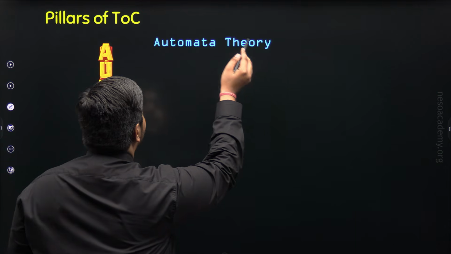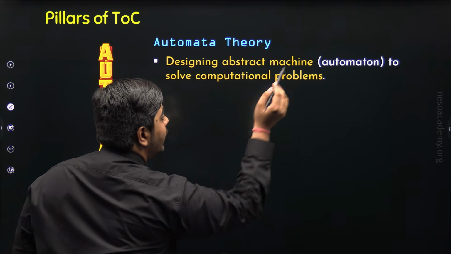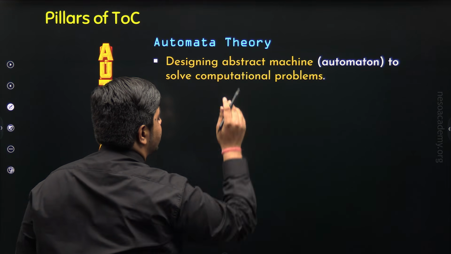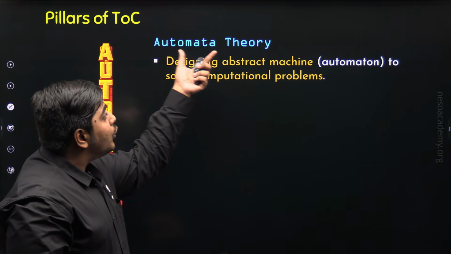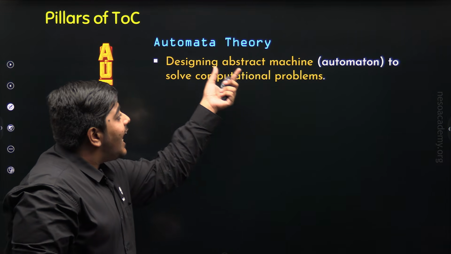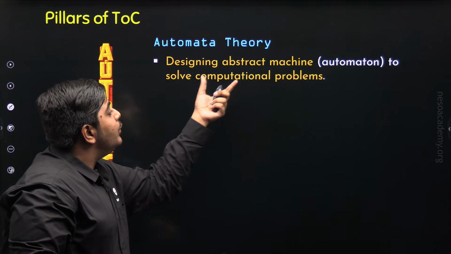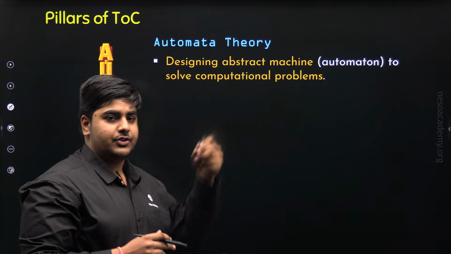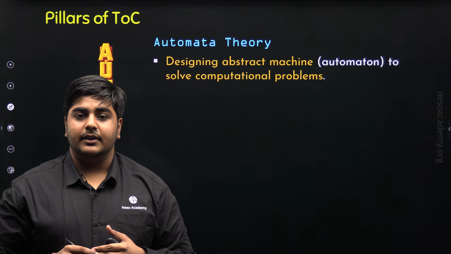Automata theory deals with designing abstract machines or automaton to solve computational problems. So what does it mean? It means that in automata theory, we design abstract machines or automaton to solve computational problems. Now, first of all, what is this abstract machine? Moreover, what is the meaning of the word abstract?